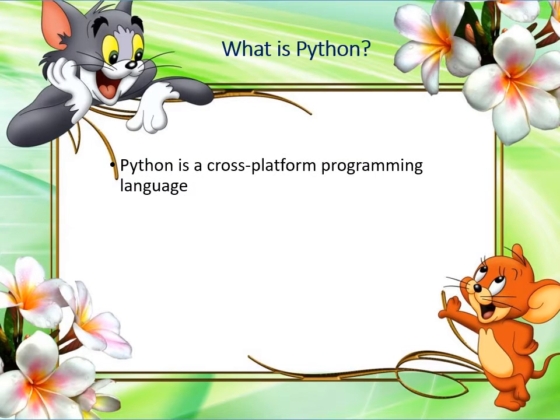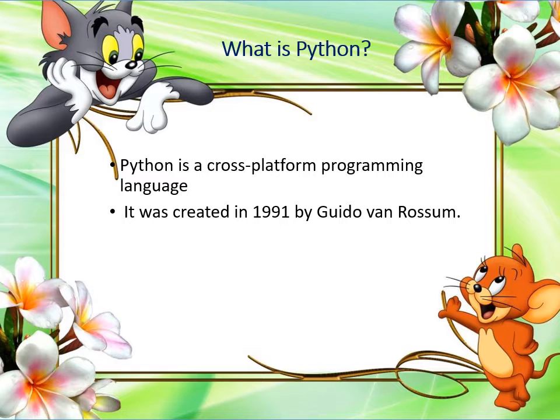Python is a cross-platform programming language, and it was created in 1991 by Guido van Rossum. It is a free and open source language.